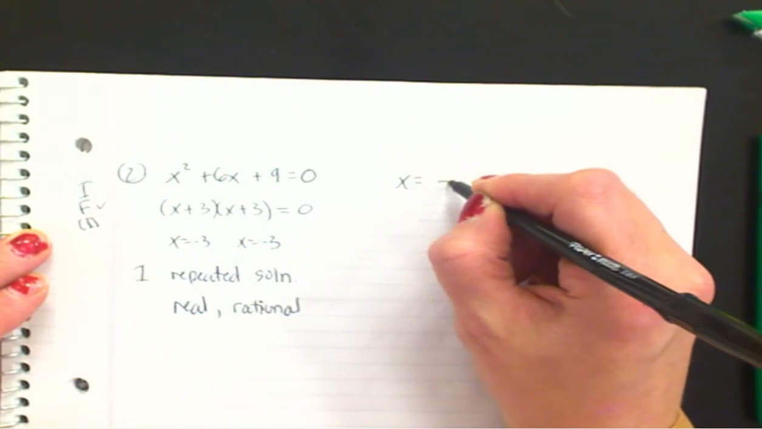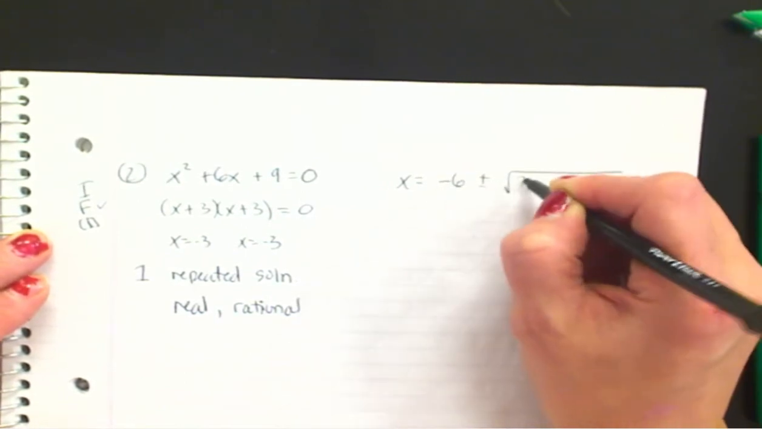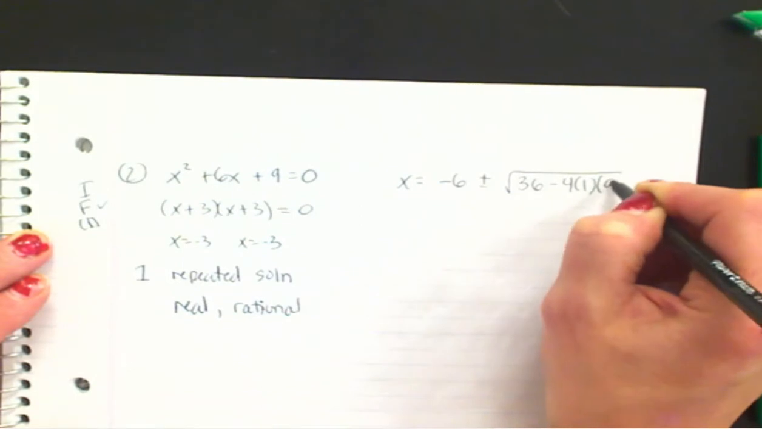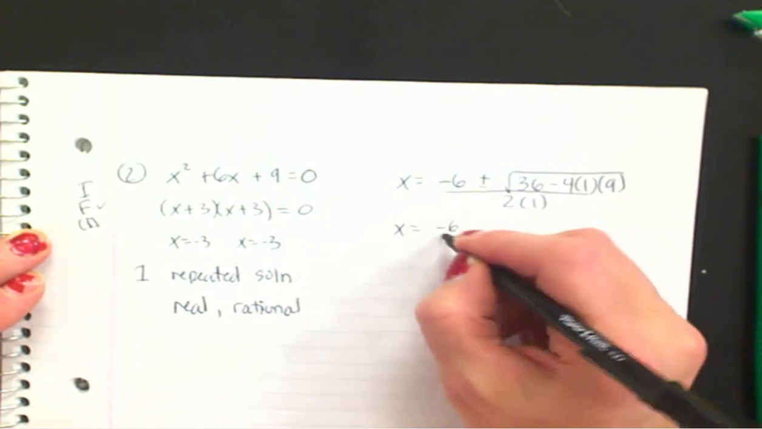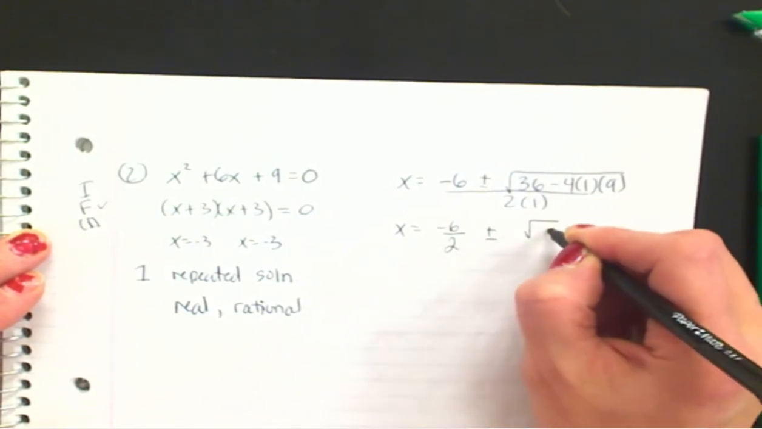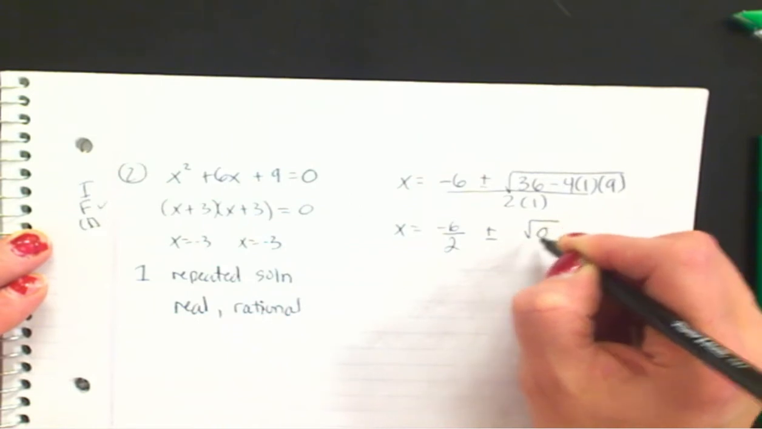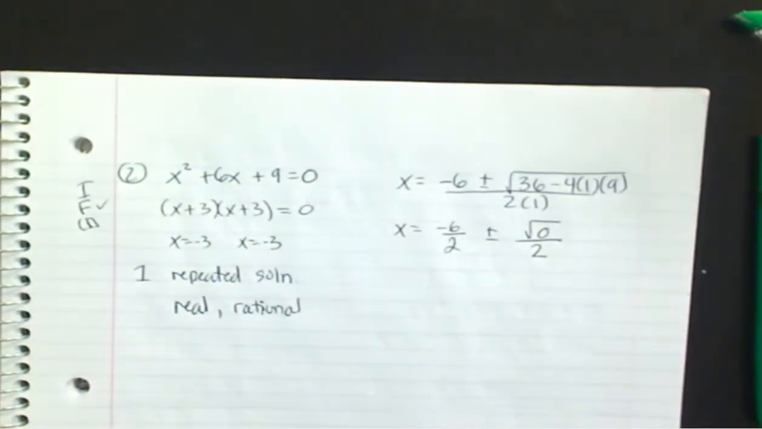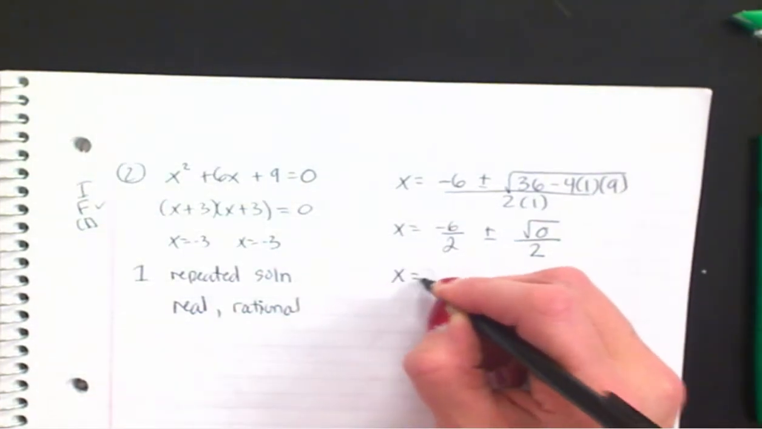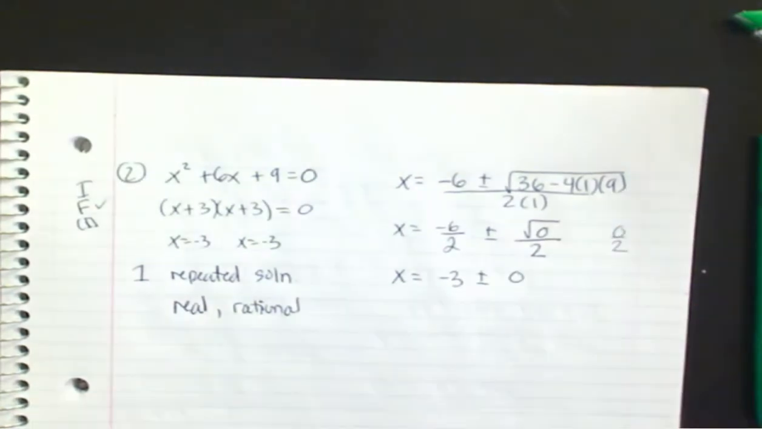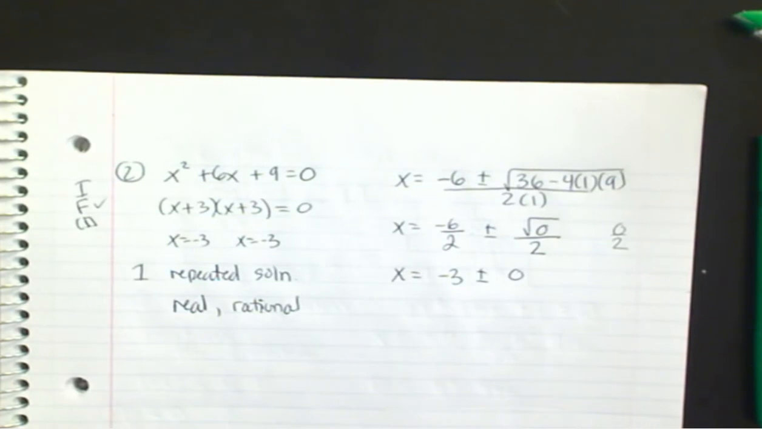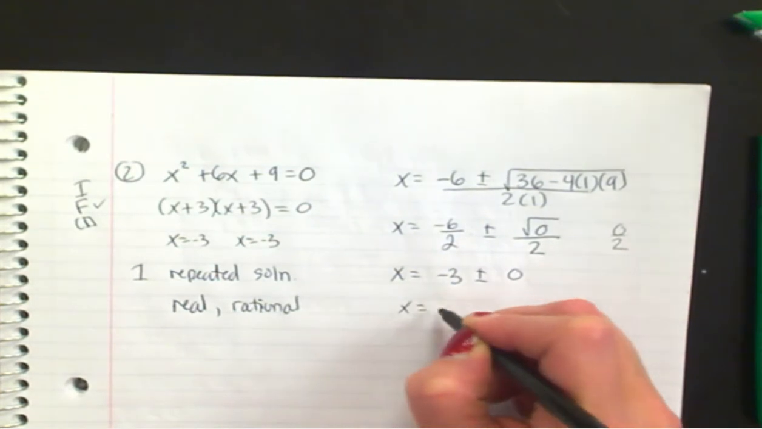X equals opposite b plus or minus the square root of b squared minus 4ac all over 2a. I get 0. Okay. X equals -3 plus or minus 0. Well, adding and subtracting 0 doesn't actually change anything. So the answer is just -3.